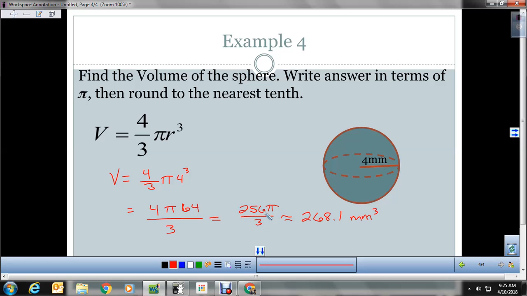Hasn't been any rounding at this point, so this is an exact answer in terms of pi. Now, the decimal equivalent would be 268.1, and since this is millimeters, our answer is going to be millimeters cubed.